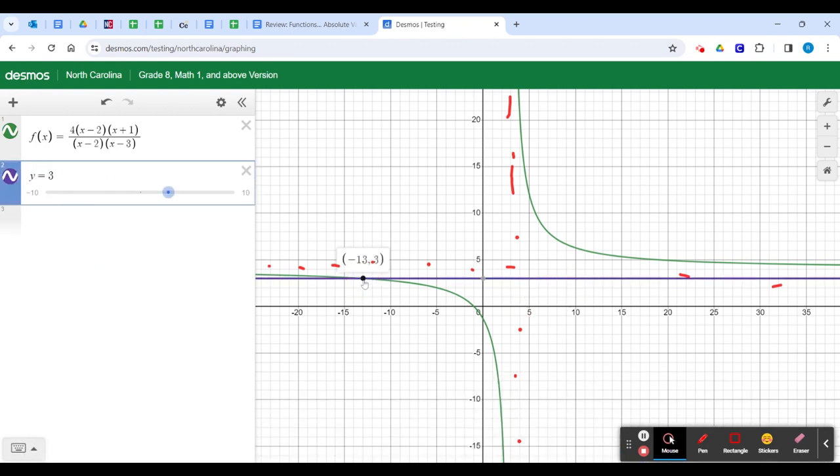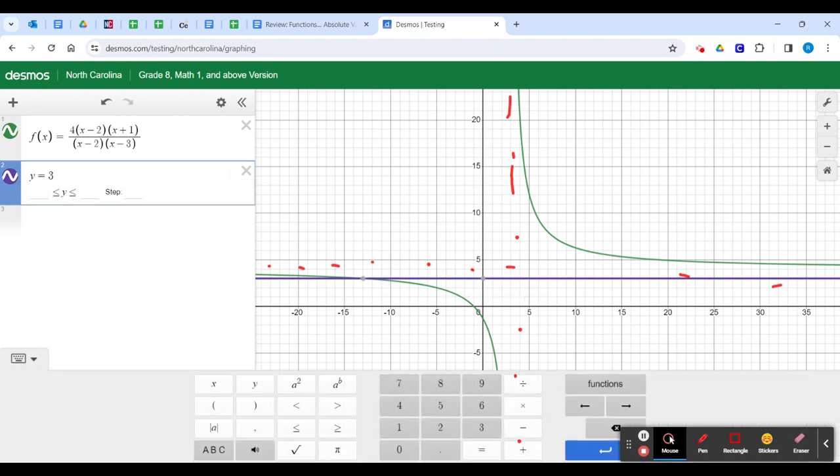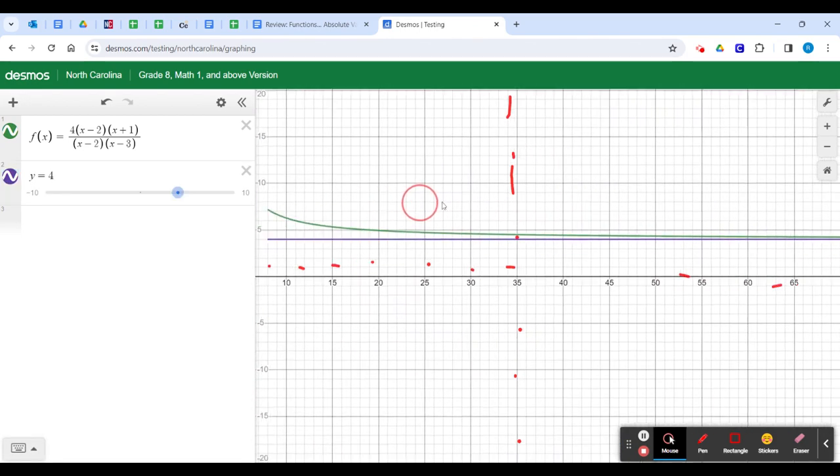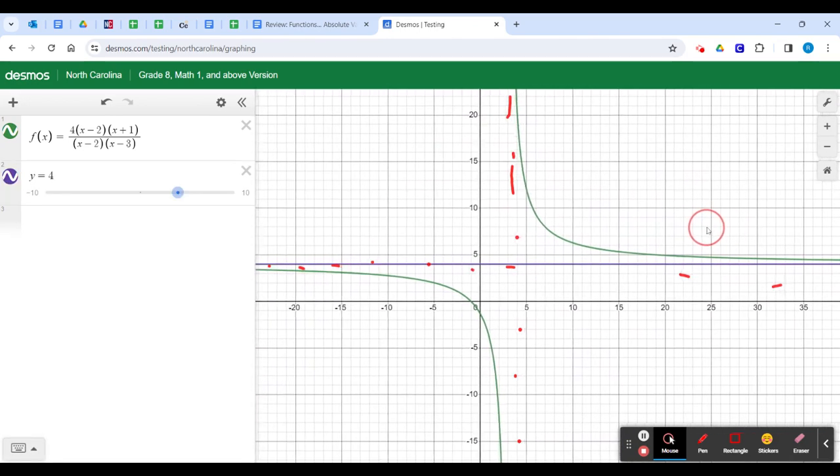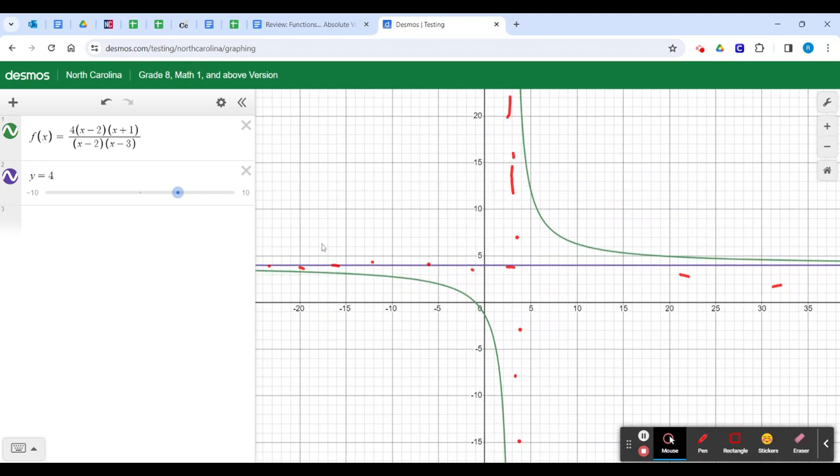Notice how there's an intersection here. So that's not going to work. That's a little too low. I'm going to need to move that up. So maybe it's at y equals 4 instead. And indeed, that looks like it doesn't actually hit my graph ever. So we're good with that, y equals 4.